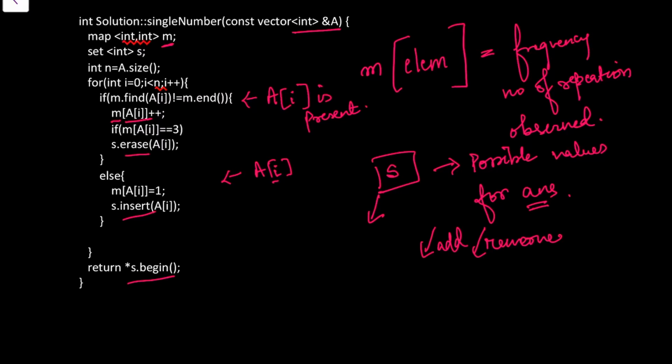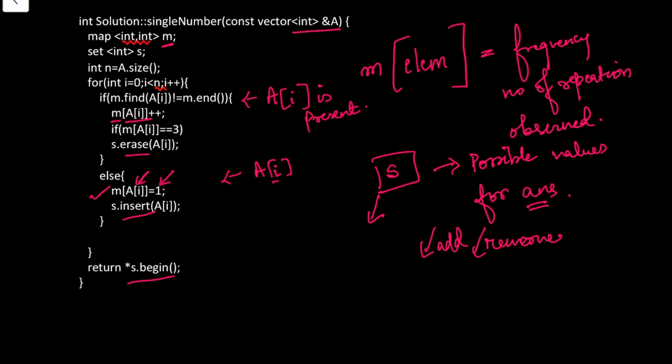It means that we are seeing ai for the first time as we traverse this vector. When we see it for the first time, we enter it into the map and give its frequency, or number of repetitions, as 1, because we have just observed one repetition. Then we insert ai into the set, assuming that this ai could be a potential candidate because it's a part of the array, and we have just seen it once till now.